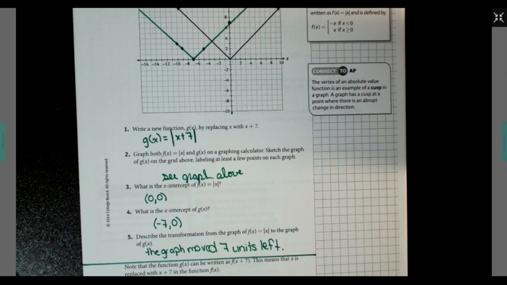Take a moment to get this copied down. On the next slide, you're going to see a debriefing question.